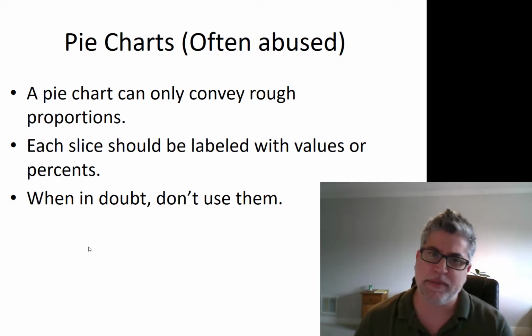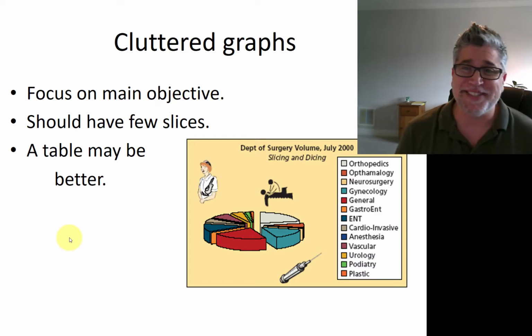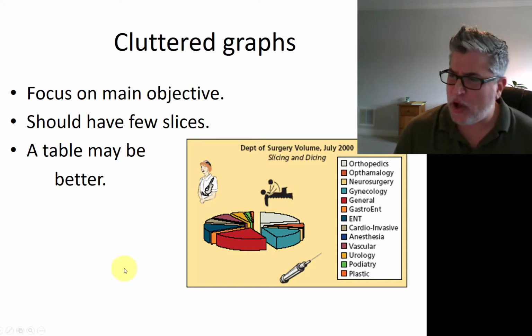Pie charts are horrible. Here's an example. What an absolutely horrible graph that is. This is supposed to show you how many procedures there are for surgery. Almost everything is wrong with this picture.